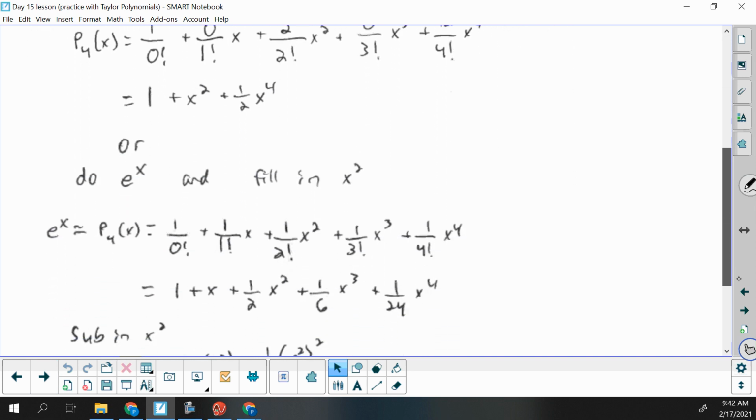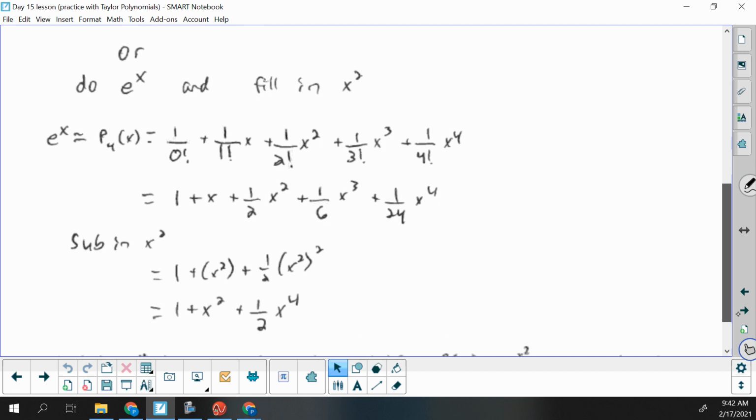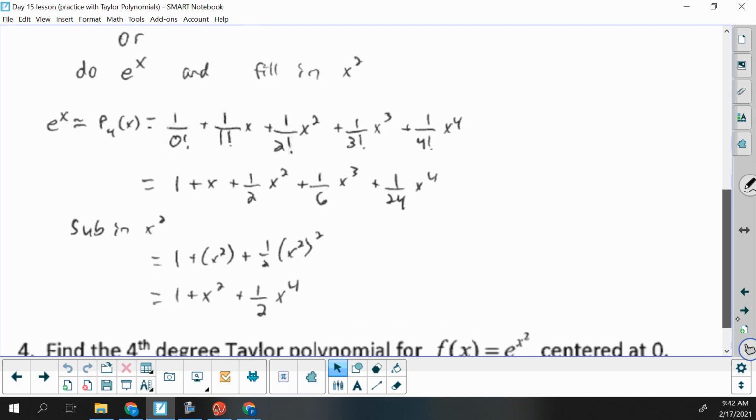E to the x centered at 0, we have our Maclaurin for that. It's 1 over 0 factorial, in other words, just 1. And then we have x over 1 factorial plus x squared over 2 factorial plus x cubed over 3 factorial. So that's for e to the x. We want e to the x squared, so just put in x squared for all the x's, and then stop when it gets to the 4th degree. So try and be smart anytime we have one centered at 0 if it's one of our ones that we have memorized.